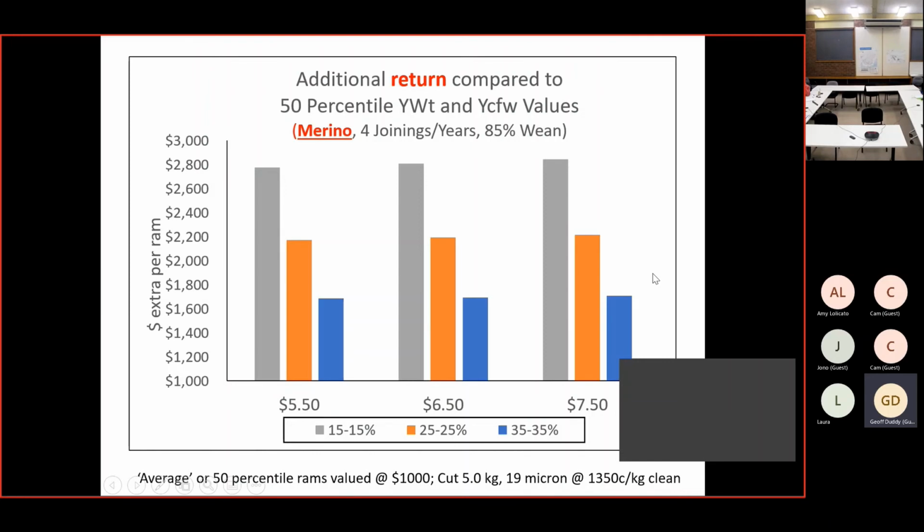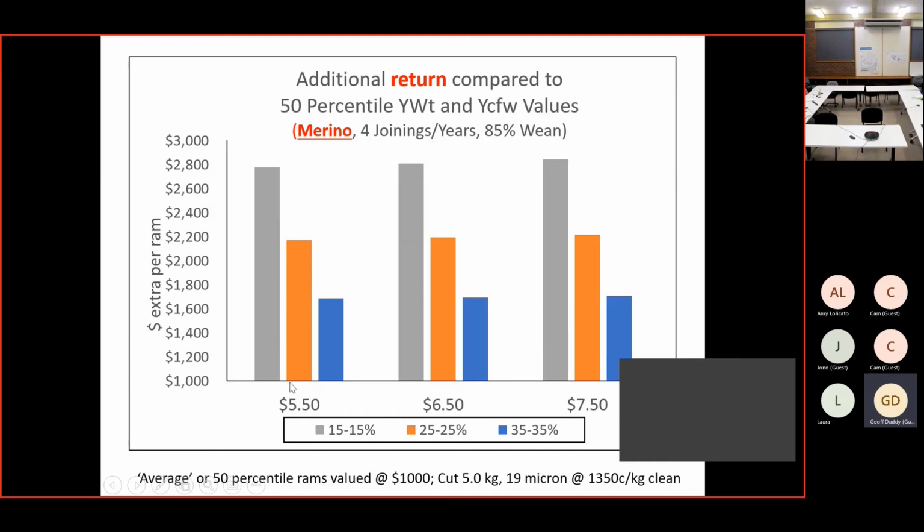I'm going to finish with these couple of graphs just to show you the importance of sheep meat price and genetics, or the ASBV values. Just bear with me for this. So all these figures have been generated by the ram calculator. We're looking here at merinos. We have 4 joinings or 4 years. We're saying an 85% wean. I know again that's low, but it doesn't really matter. It's all relative. We're selecting on yearling weight and yearling clean fleece weight.